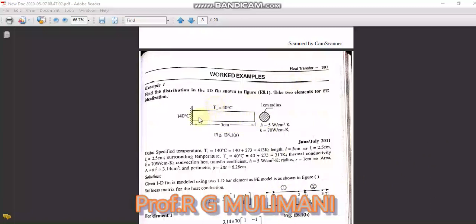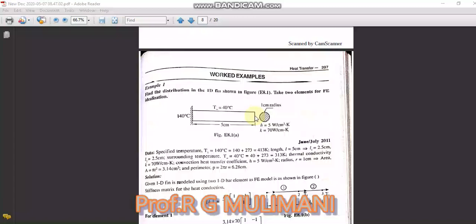Now as this is a fin, definitely there will be heat transfer in the material, so you need to find the conduction matrix. Also, as it is a fin, there is heat transfer to the outside environment through node 2 and node 3, so you need to find the convection matrix also. Then you add the conduction matrix and convection matrix together. That is the global conduction matrix.